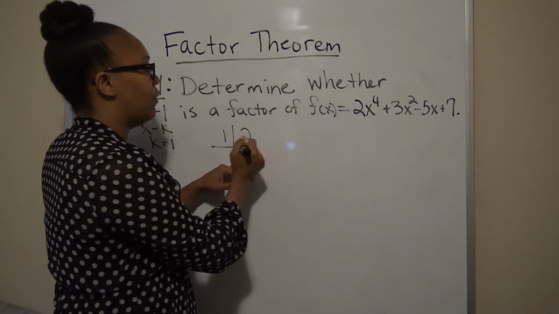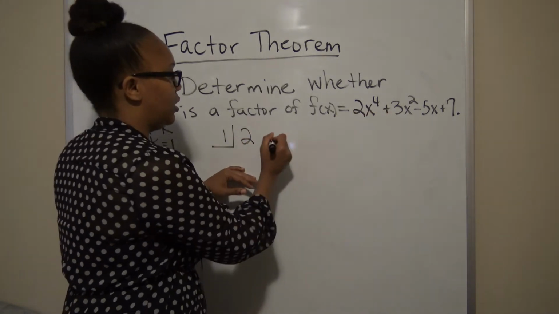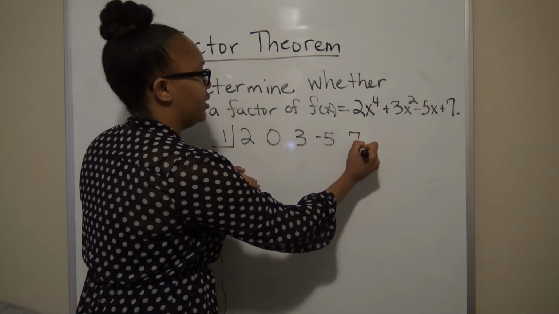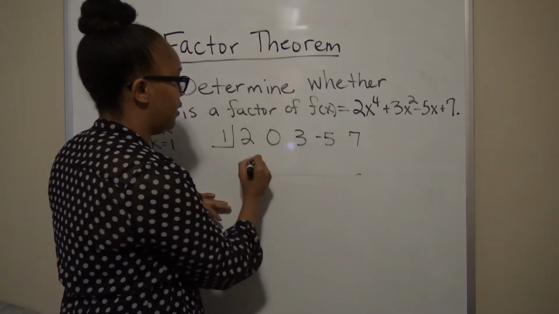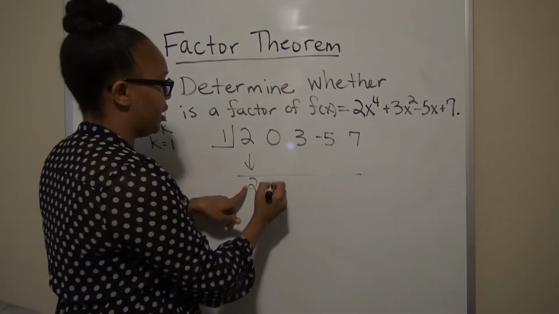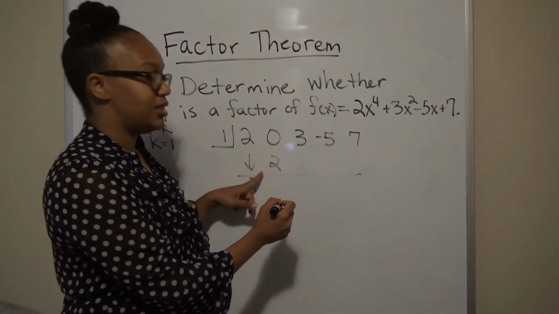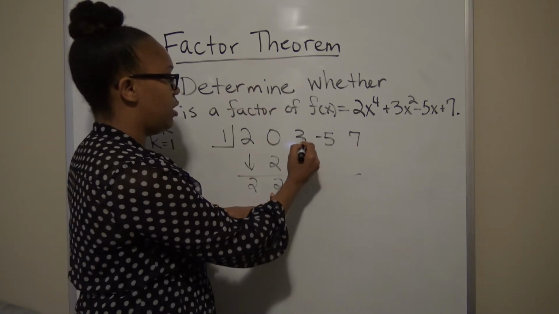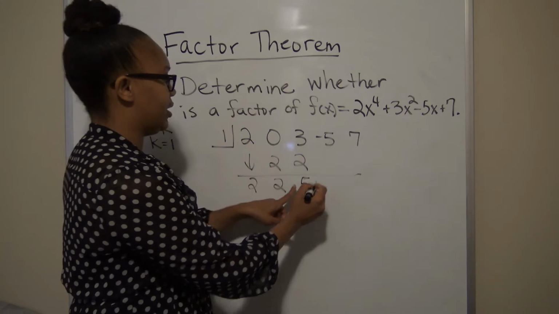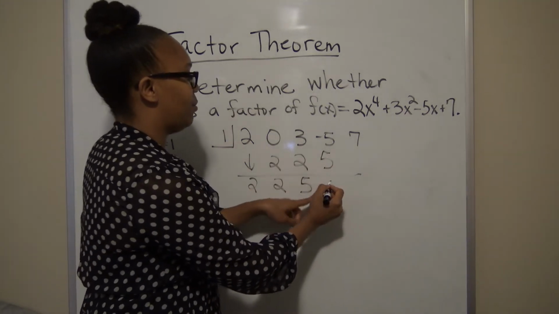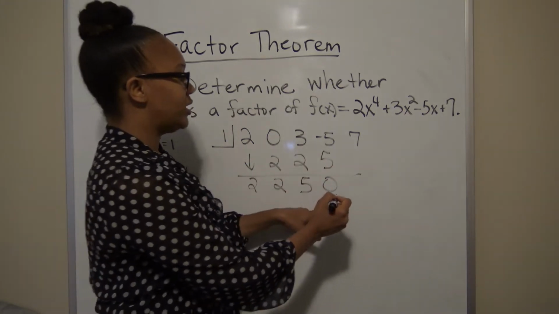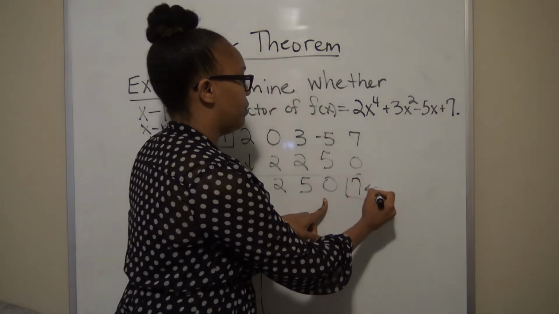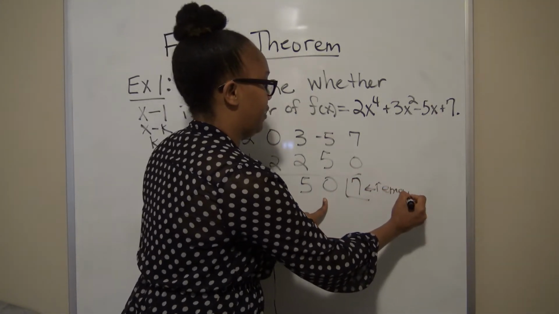My coefficients would be 2. There's the x to the third missing, so that would be 0, 3, -5, and 7. If I do synthetic division, drop the 2 down. 1 times 2 is 2. Add the 0 and the 2, and that's 2. 1 times 2 is 2. 3 plus 2 is 5. 1 times 5 is 5. -5 plus 5 is 0. 1 times 0 is 0. 7 plus 0 is 7. So the remainder is 7.